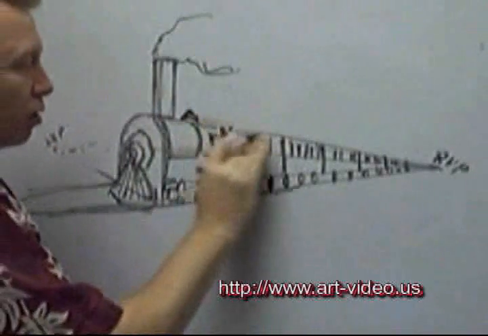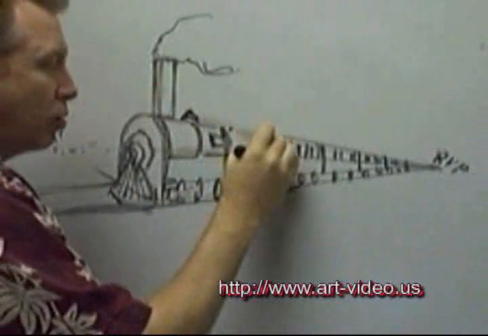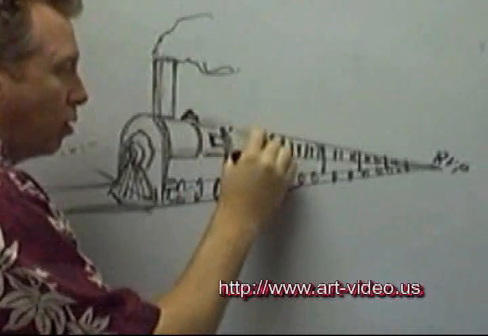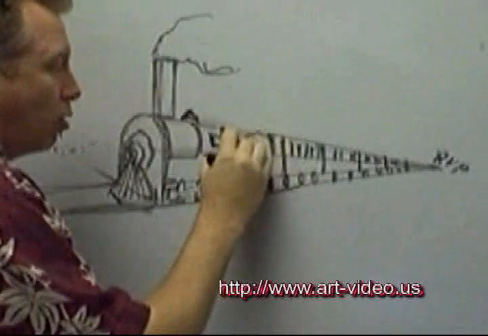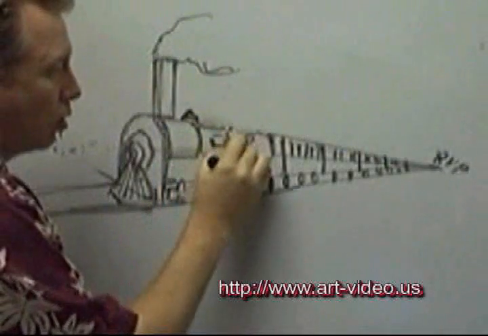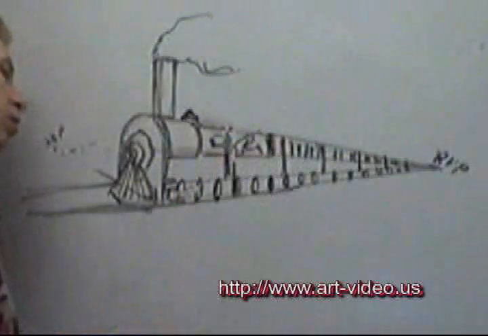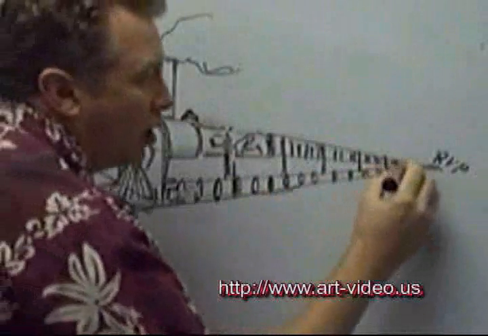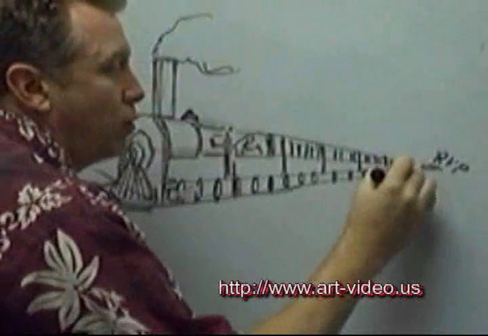This probably should be the coal car. Sorry, I'm going to have to make a little adjustment here. There's like a stack of coal in this one. This would help the train running. I have to have that there. Now watch this. I can do some cool stuff here at the back.